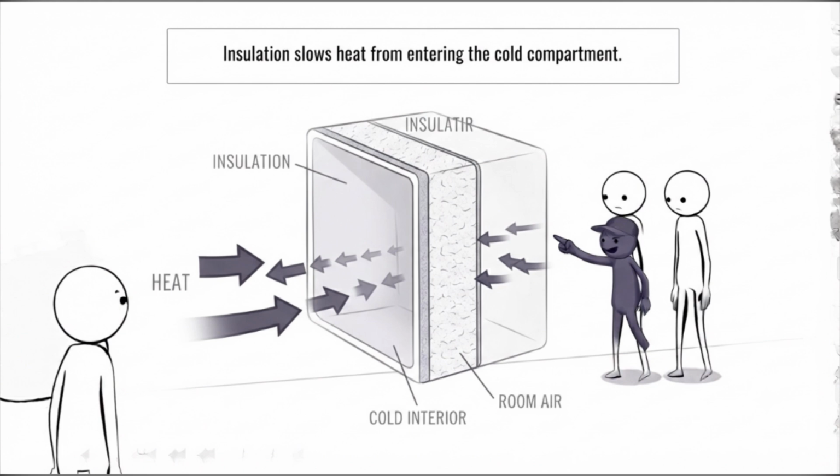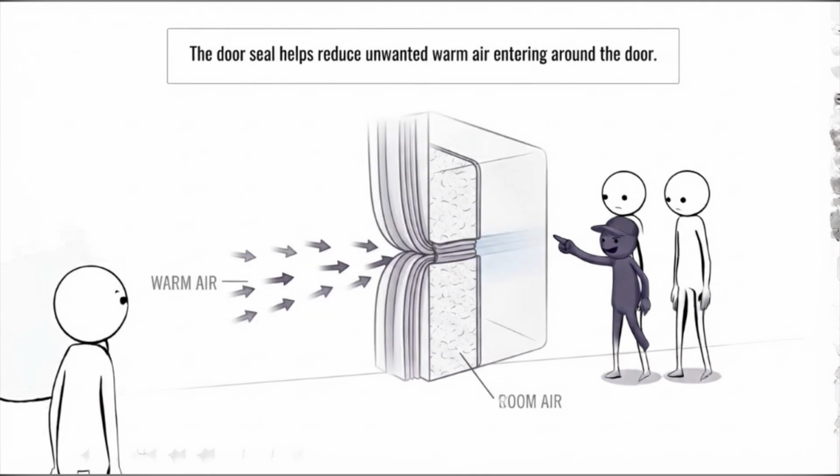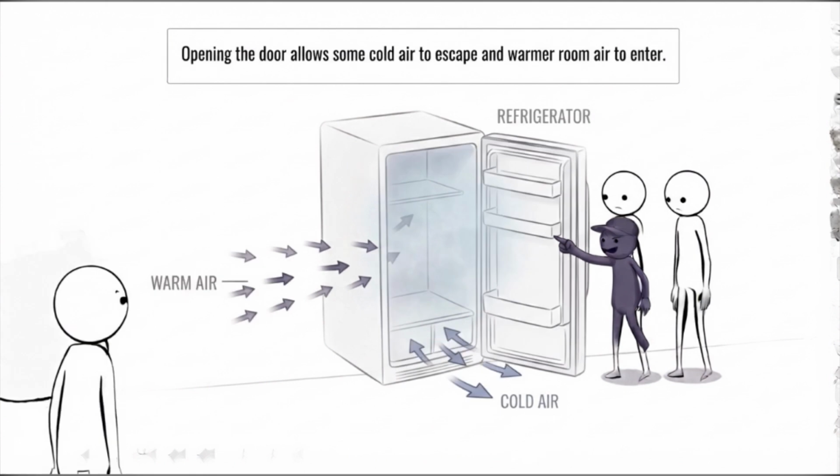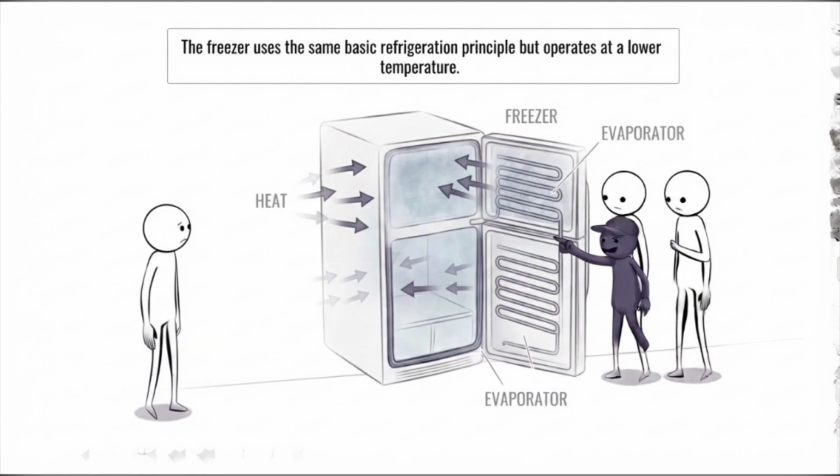The insulation around the refrigerator slows the movement of heat from the warmer room into the colder compartment. The door seal also helps reduce unwanted warm air entering around the door. This is why keeping the refrigerator door closed helps it maintain its temperature. Every time the door opens, some cold air can escape and warmer room air can enter. The refrigeration system then has to remove that additional heat.